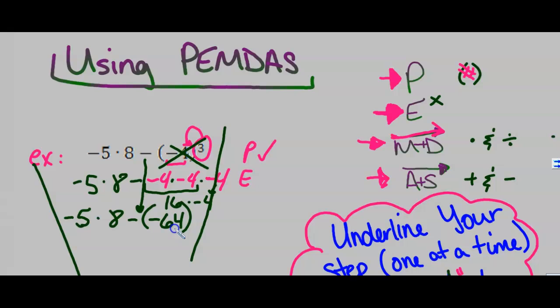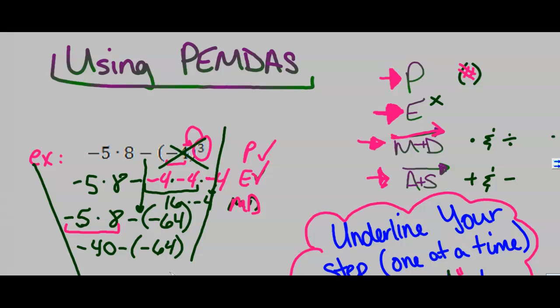Exponents are gone. Parentheses only has one number in it. We're moving on to multiplication and division. From left to right, we only see one multiplication and division problem, so that's where we're going to work. Negative 5 times 8. Negative times a positive is a negative. 5 times 8 is 40. Everything else falls down.